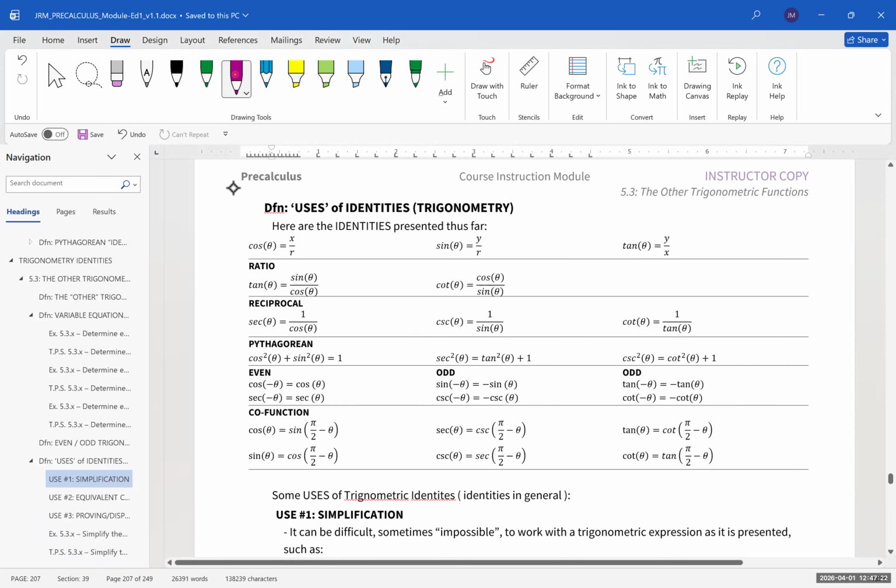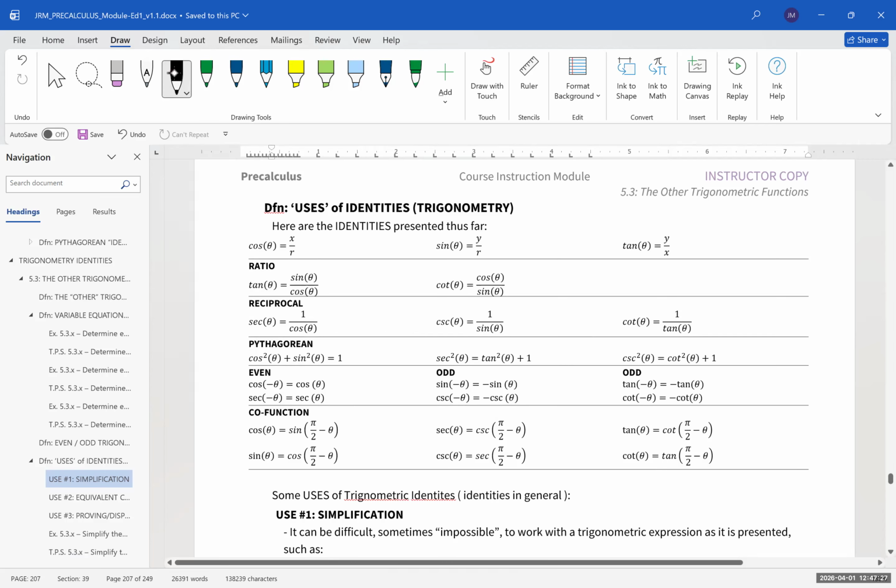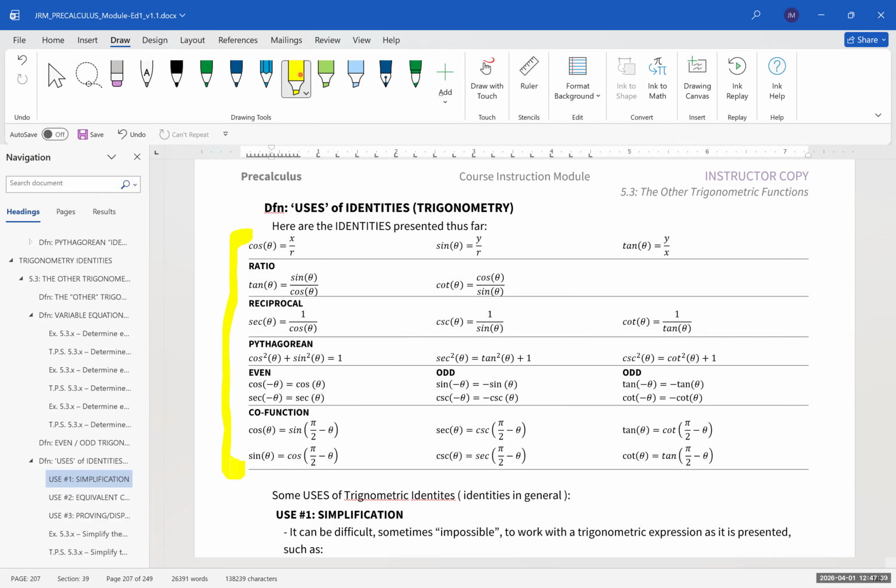Okay, so let's look at some more uses of identities and trigonometry identities. So what I've got here are all of the identities that you've learned so far. And just recently, we used these ones of cosine, sine, and tangent. These ones actually for tangent and cotangent. We've also used some of these reciprocal identities.